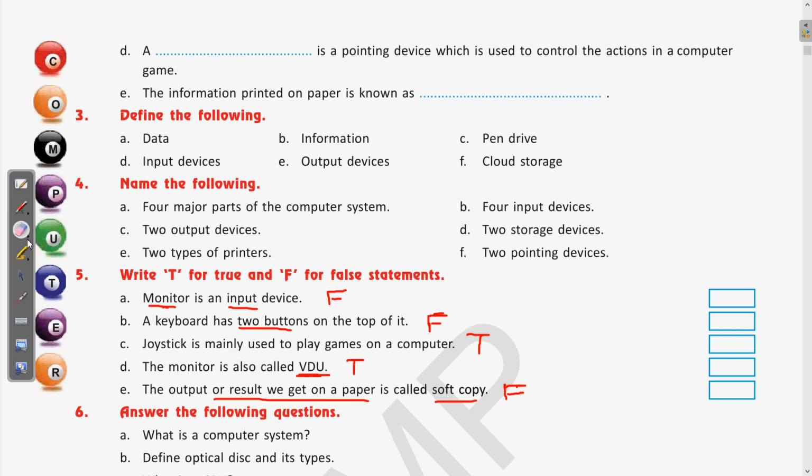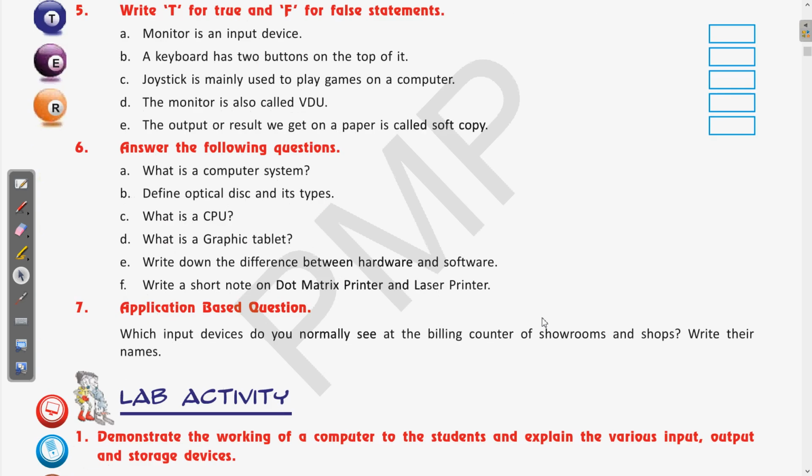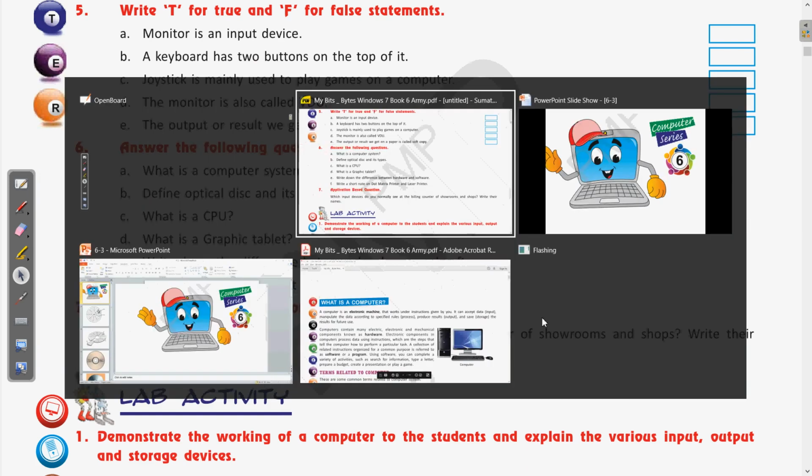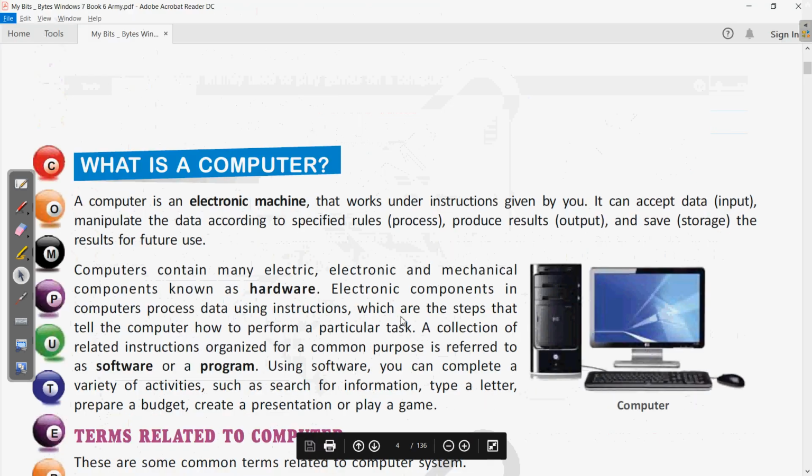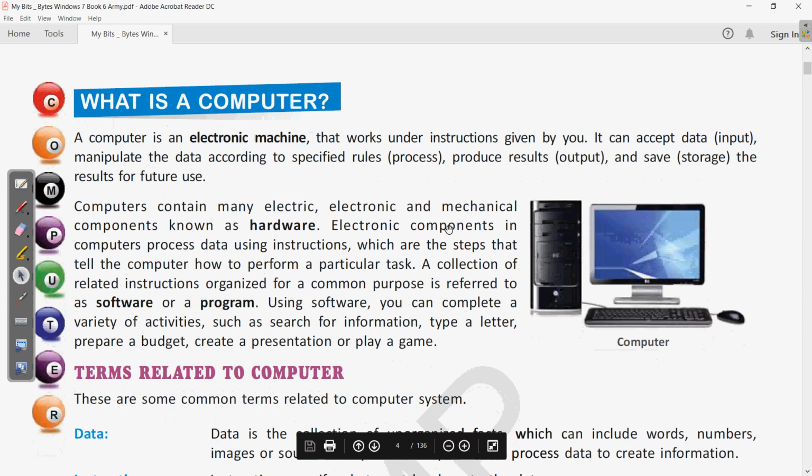Let us see the next, answer the following questions. In answer the following questions, the first question is: what is a computer system? Let us see the answer to this question. About the computer system, you can find it on page number 4, I think. Yes, here it is. What is a computer system? The answer is on page number 4.